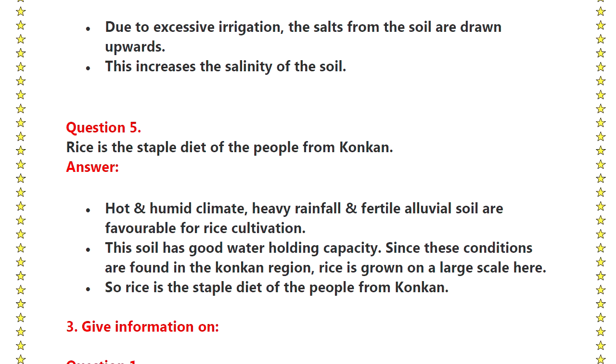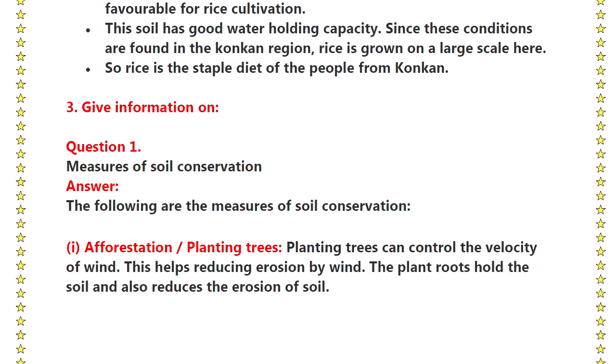Next, question number 3. Give information on any one measure of soil conservation. Answer. The following are the measures of soil conservation. First, afforestation or planting trees. Planting trees can control the velocity of the wind. This helps reduce erosion by wind. The plant roots hold the soil and also reduce the erosion of soil.